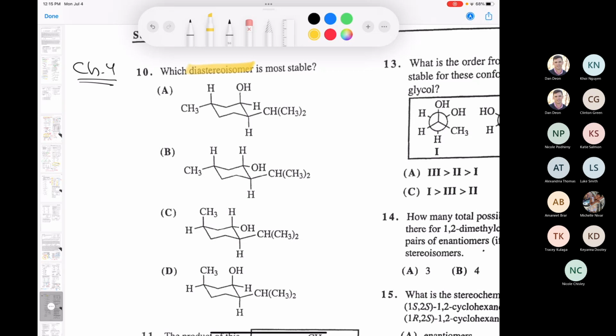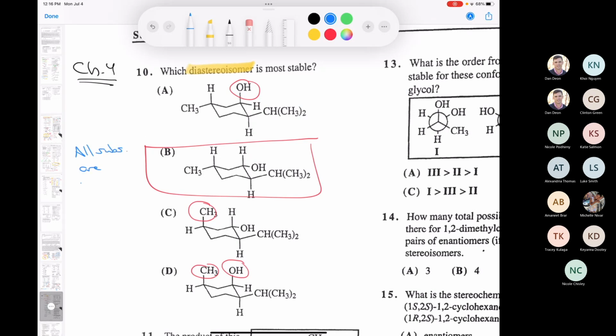I'm not a speed guy, but this is a question I would expect you to answer pretty quickly. Thanks, Michelle. Great. Why was Michelle able to answer that so quickly? She just said, well, look, Mr. Dion, everything else has something, or multiple things, that are axial. B is the only compound where all substituents are equatorial. There you go. So that's the answer, right?